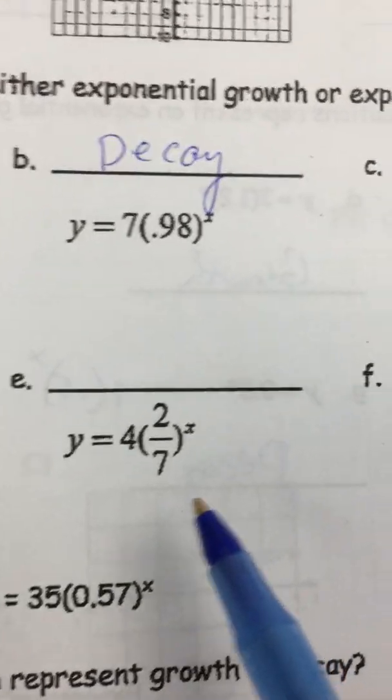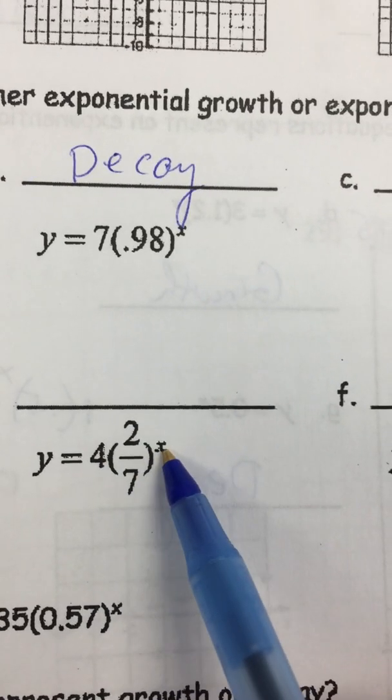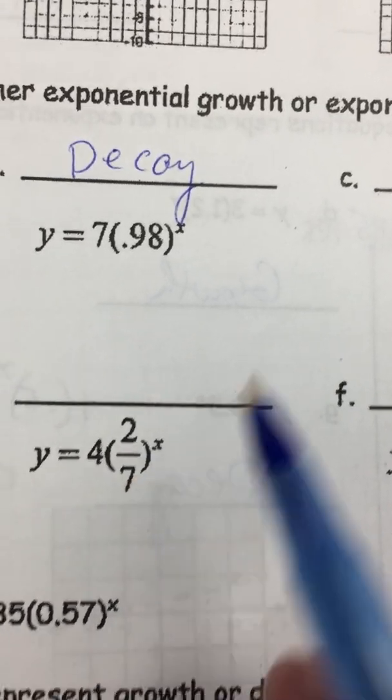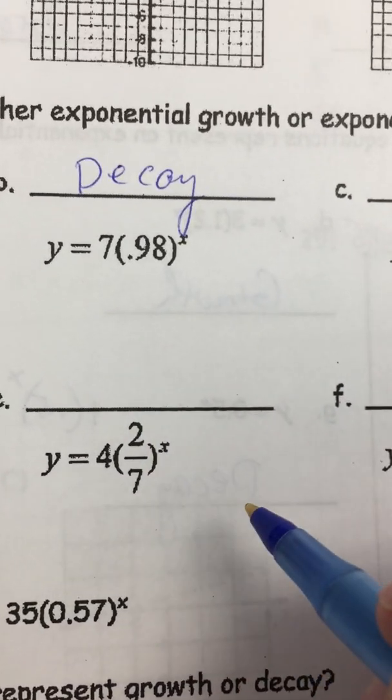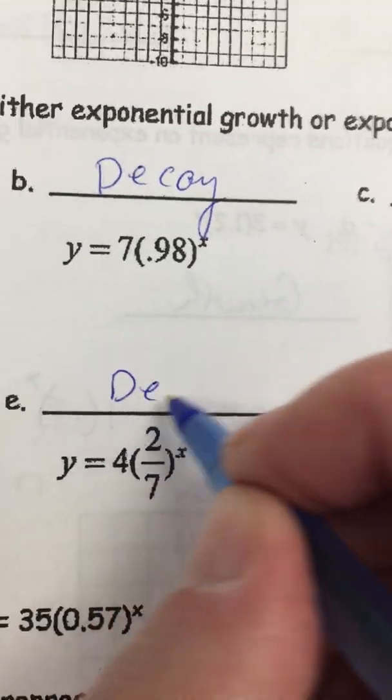We just want to get comfortable with these parts. Initial amount is the number in front. The 2/7 that's being raised to the x, whatever's being raised to the x is your growth factor. 2/7 is less than 1. If you're not sure, put 2/7 in the calculator and look at the decimal answer. And this is a decay.